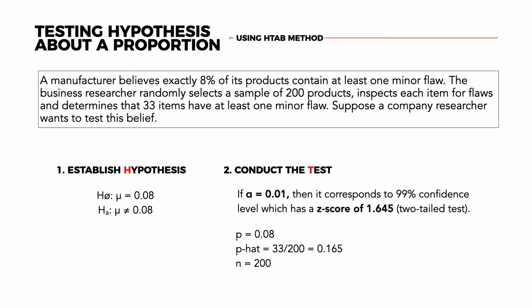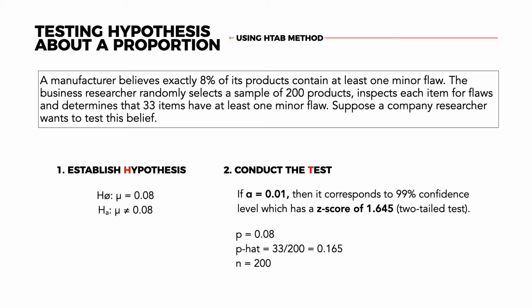So what belief are we trying to test here? It is the belief that exactly 8% of its products have at least one minor flaw. And so let us use the H-tab method for testing the hypothesis. Our first step is letter H, establishing the hypothesis.